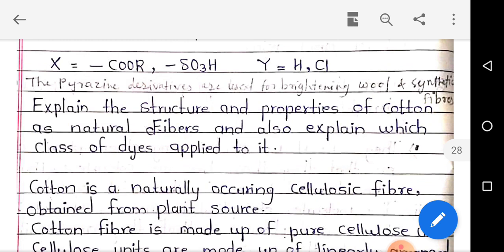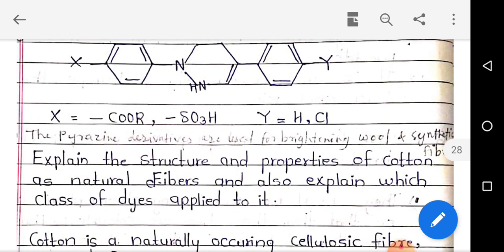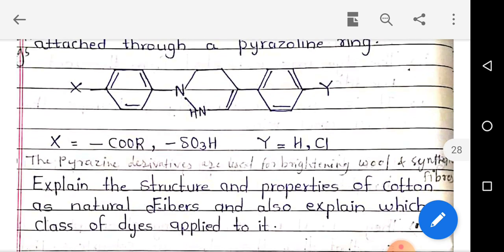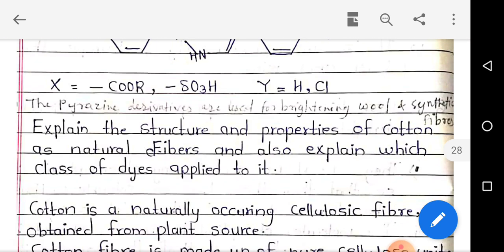Pyrazoline derivatives are used for brightening wool and synthetic fibers. So it is an agent used for dyeing wool and synthetic fibers. Brightening agent also and dyes also. These are the benefits and the structures of the pyrazoline derivatives.